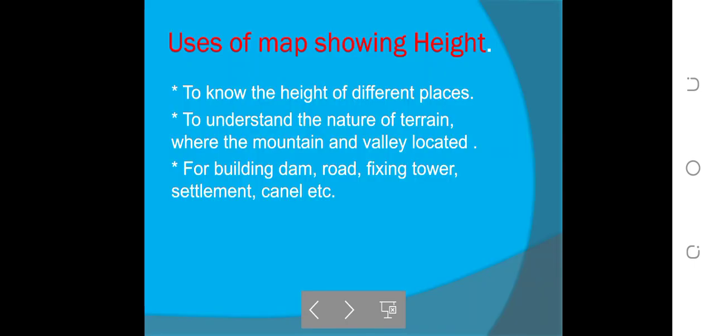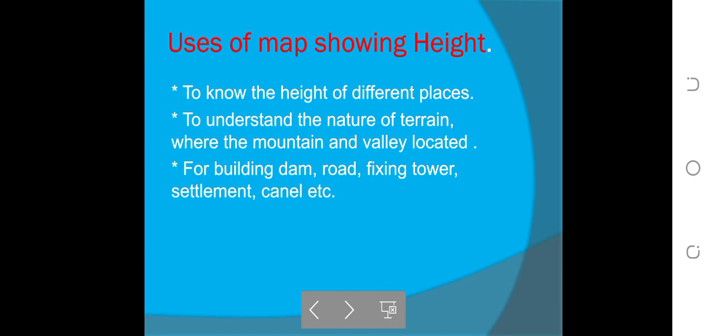What are the uses of a map showing height? First one, from the height map we can know the height of different places, obviously. Then we can know the nature of the terrain, we can know the type of landform. From the contour lines we can understand where there is gentle slope, where there is steep slope. According to that we can understand where there is a high mountain and where there is a low mountain.